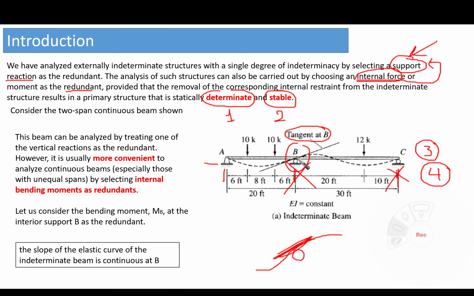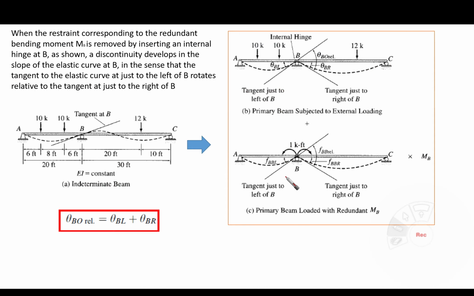And here the tangent, which is this one, is considered to be representing the slope at this particular point. Okay? So this is what we said here, that the slope of the elastic curve of the indeterminate beam is continuous at B. This is the first notice that we should take care of. Okay. Now let's go to the second level.